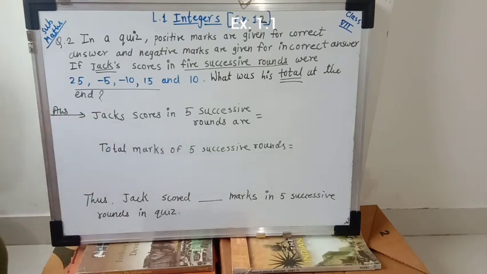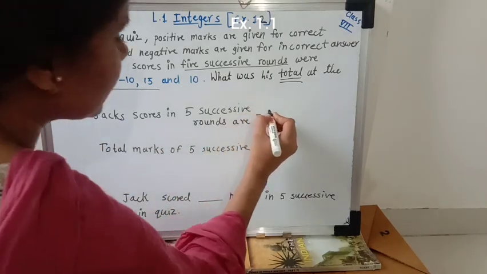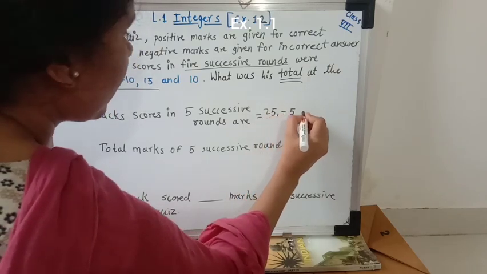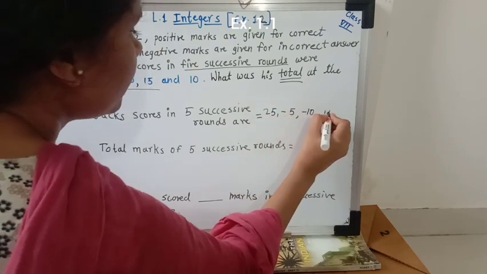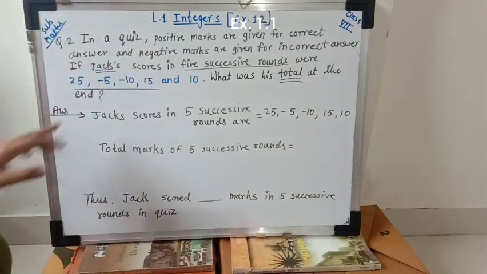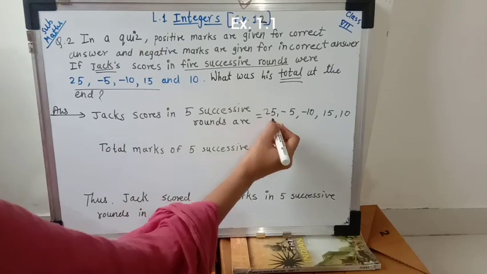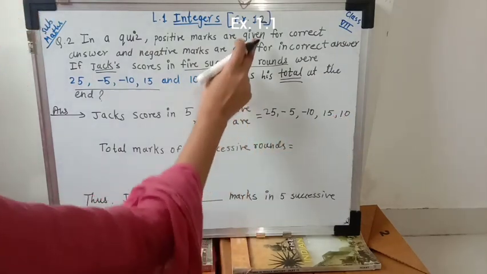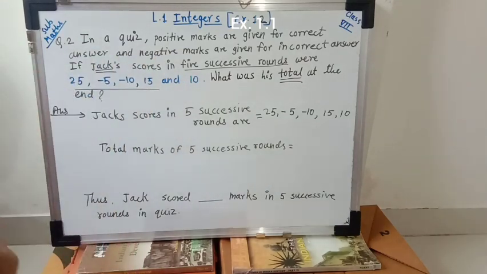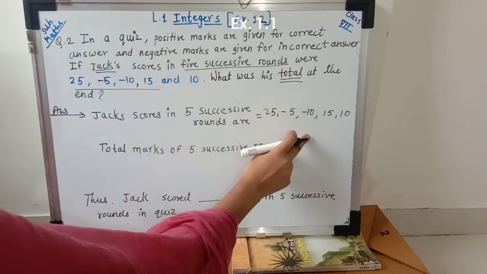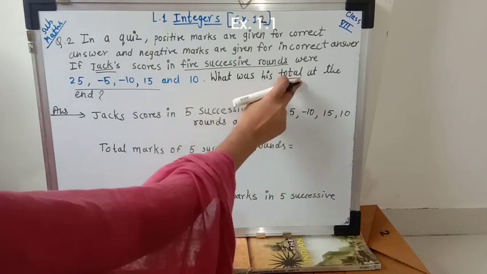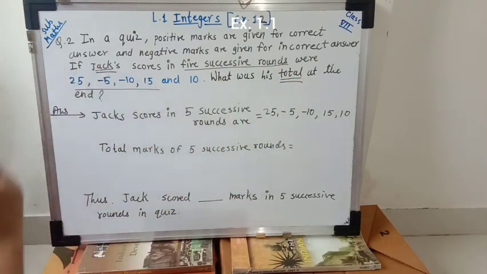We have to find out the exact marks which Jack scored in 5 successive rounds. So Jack's scores in 5 successive rounds are 25 marks, minus 5, minus 10, 15 and 10. Okay, now students, they have said that positive marks are for the correct answer and negative marks are for the incorrect answer. Now what we have to do is add all these marks together to find out the total marks which Jack scored.